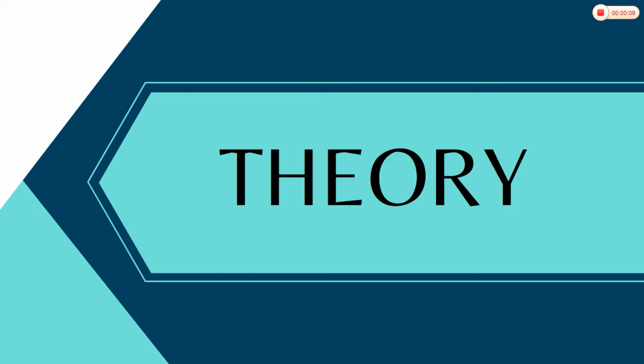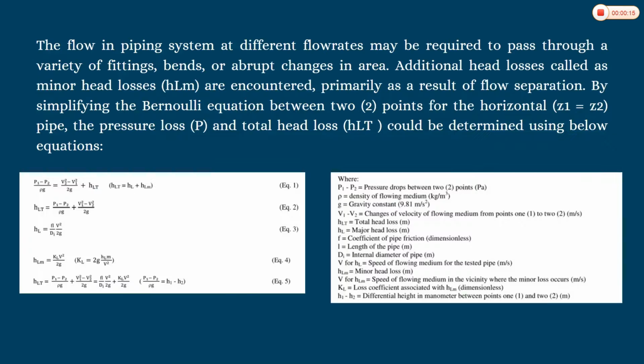So today I want to present my part, which is theory and methodology. So for theory, the flow in piping system at different flow rates may be required to pass through a variety of fittings, bends, or abrupt changes in area. Additional head losses, called minor head losses, are accounted primarily as a result of flow separation.